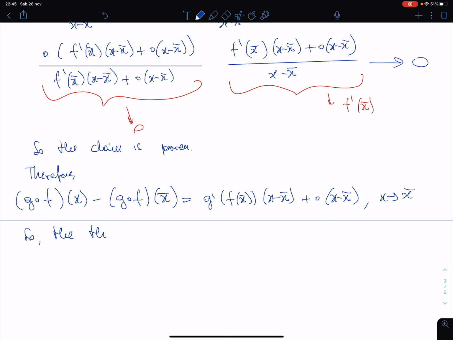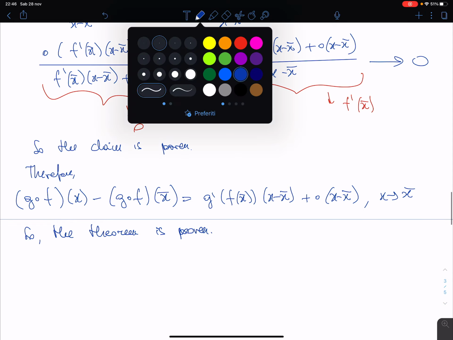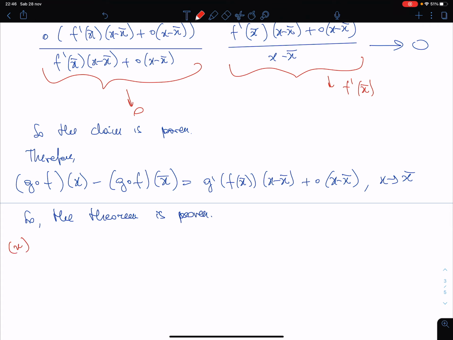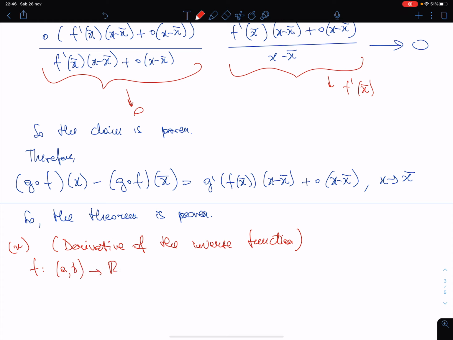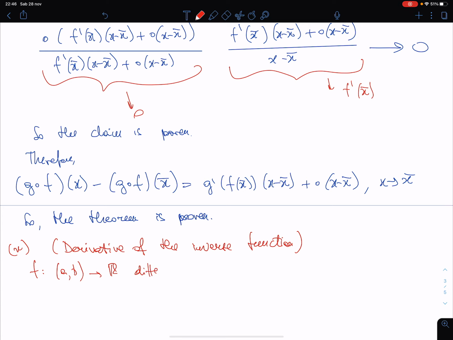And so perhaps we can also add another rule. Let me, yeah. So, the fifth rule of this algebra is the derivative of the inverse function, and here we have that f from AB to R is differentiable at x bar and invertible.